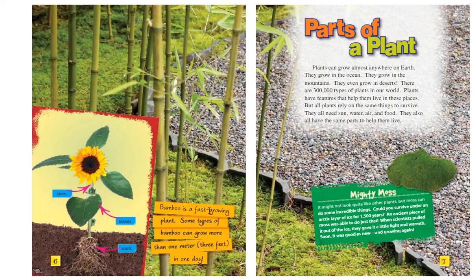A couple other notes here. Bamboo is a fast-growing plant. That's a picture of some bamboo stalks right there. Some types of bamboo can grow more than 1 meter or 3 feet in a single day. So very, very fast-growing indeed.